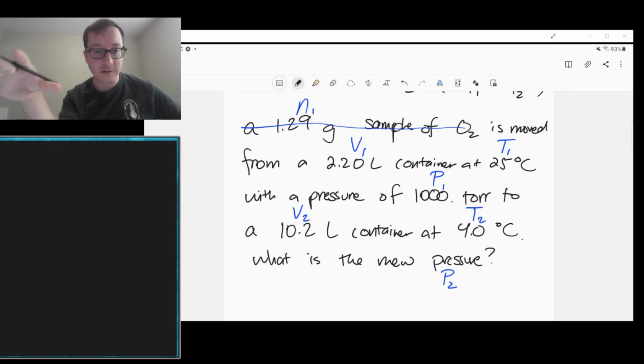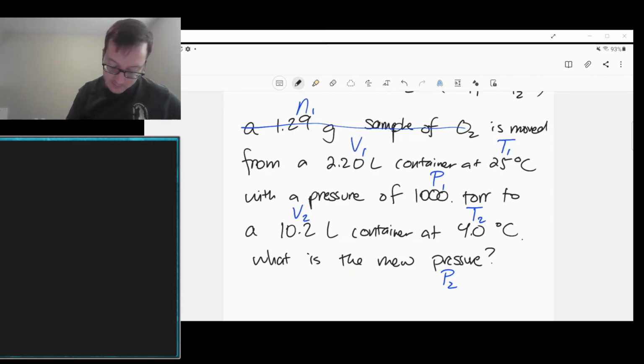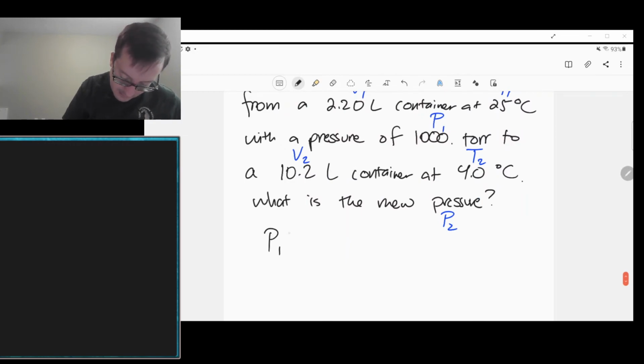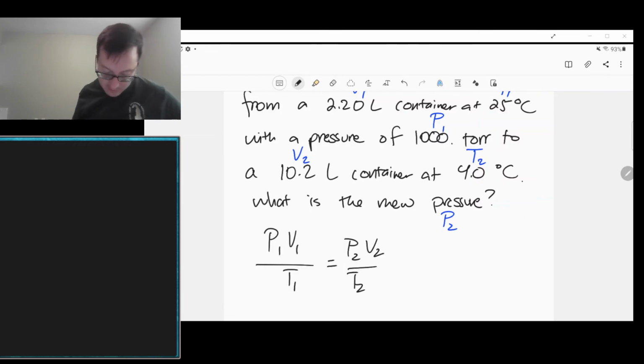So read your question. If it says something's not changing, or if it doesn't say something is changing, then just leave it out of your equation. So if we're just taking the volume of something and changing its temperature, the pressure is the same, then leave pressure out of your equation. In this case, moles is staying the same, so leave moles out of our equation. So if we leave moles out, we can do that.